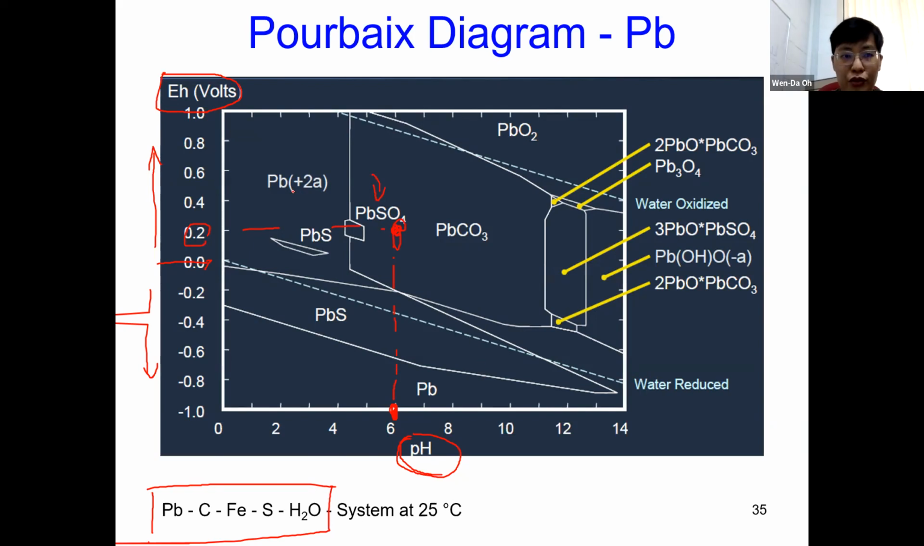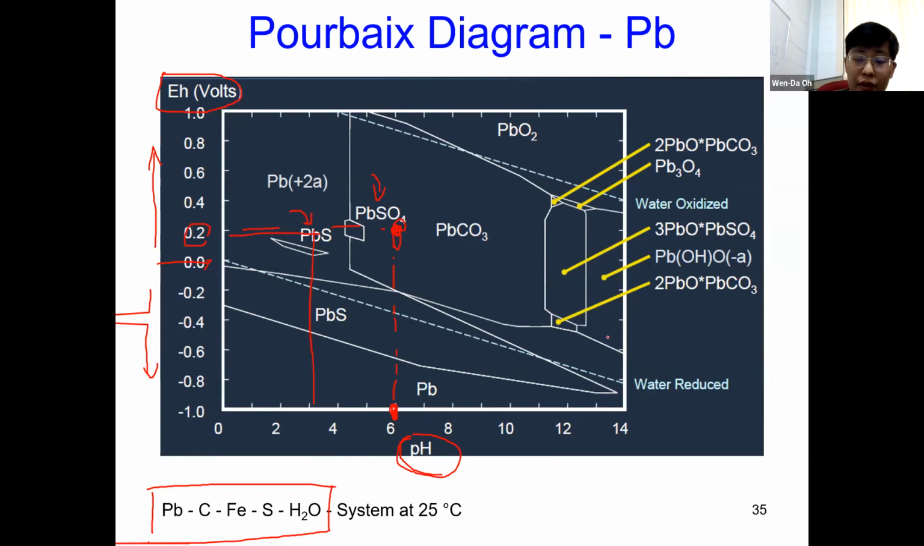On the other hand, if you have pH 3 under 0.2, the lead sulfide is the one that is stable. So this diagram can tell us which phase is the stable phase. It is a thermodynamic representation of the different phases to show us which one is most likely to exist in that particular condition.